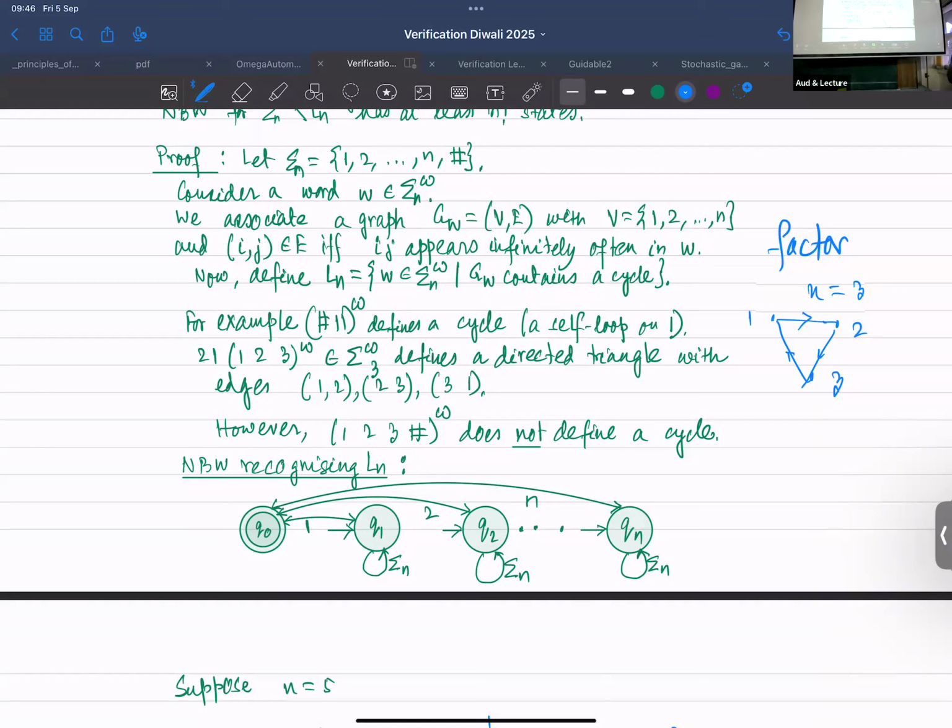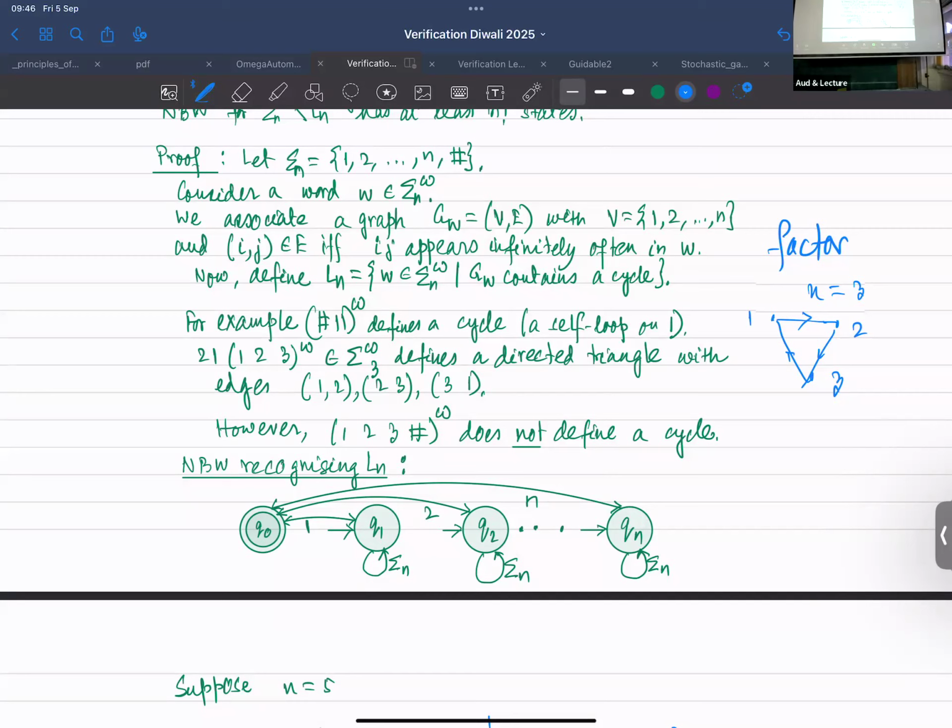Now if you consider 1 2 3 sharp omega, does it have a cycle? You have from 1 to 2, you have 2 to 3, but then 3 to 1, you cannot go back. So I don't have a cycle. So this word should not belong to the language.